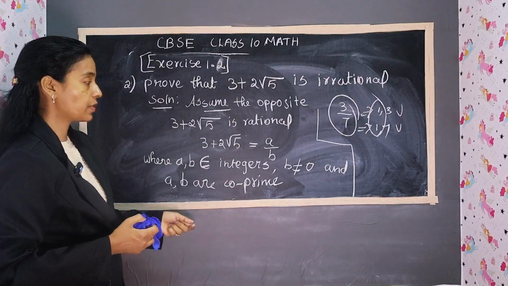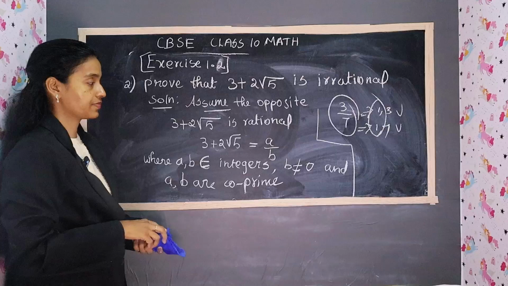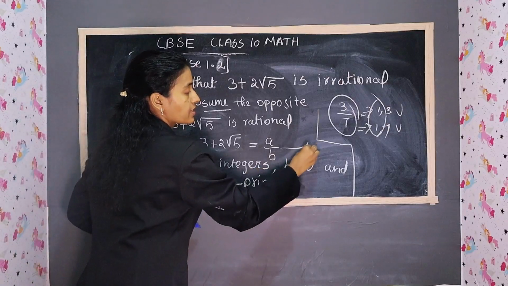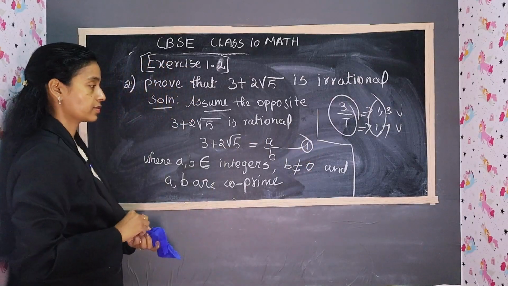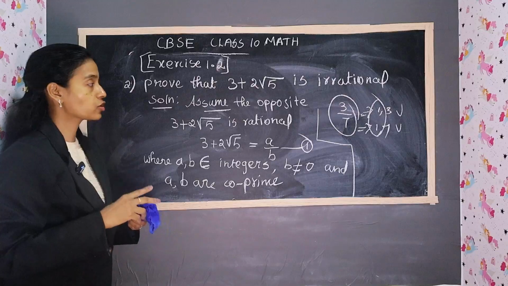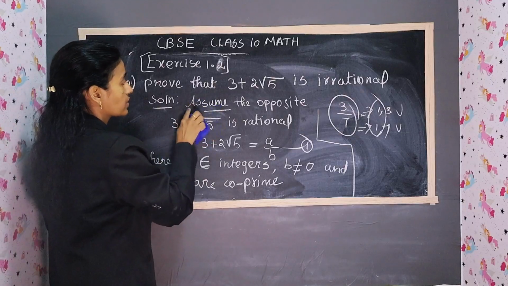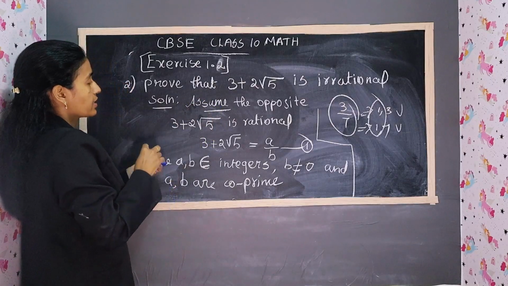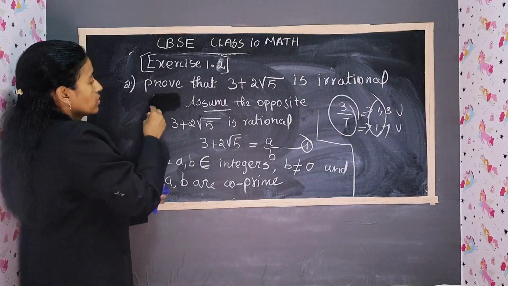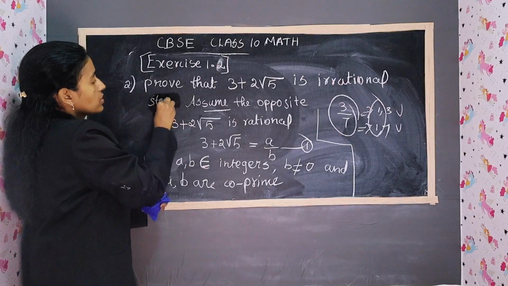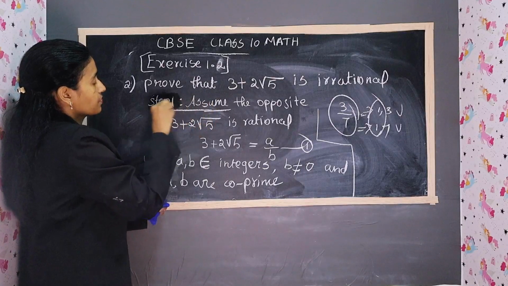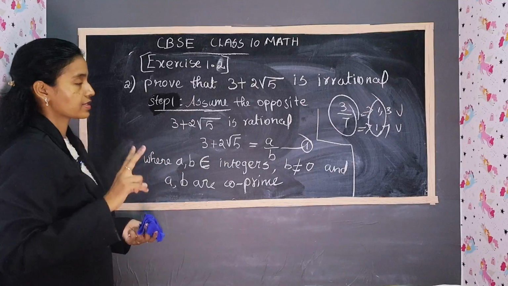Okay, this is all about step number 1. You can check this as equation number 1. Next is step number 2. This is step number 1, you have to write step 1. And next, step 2.